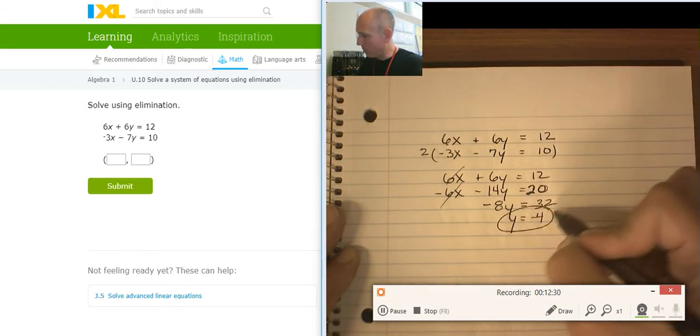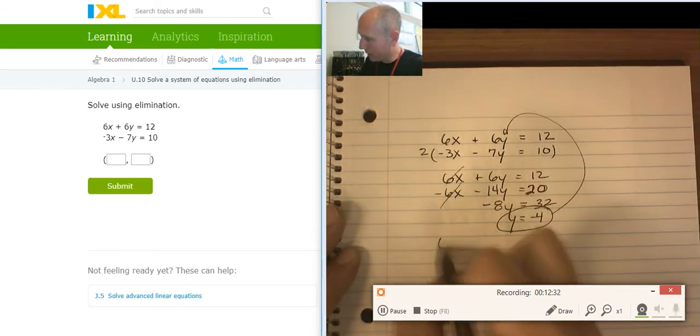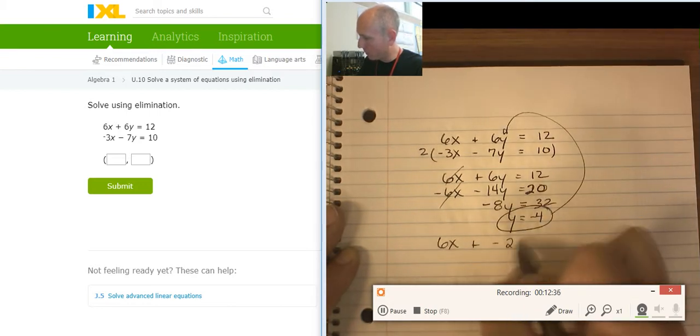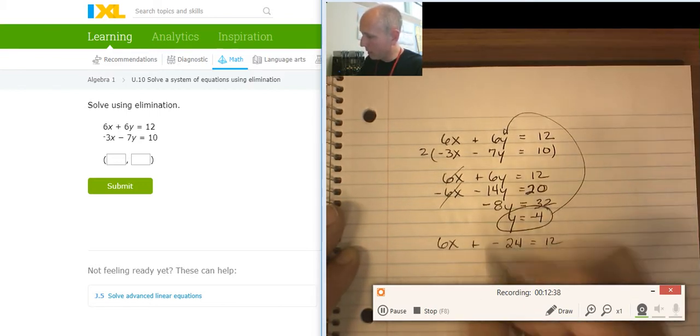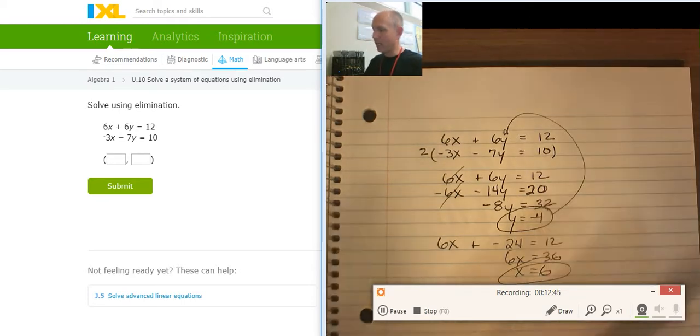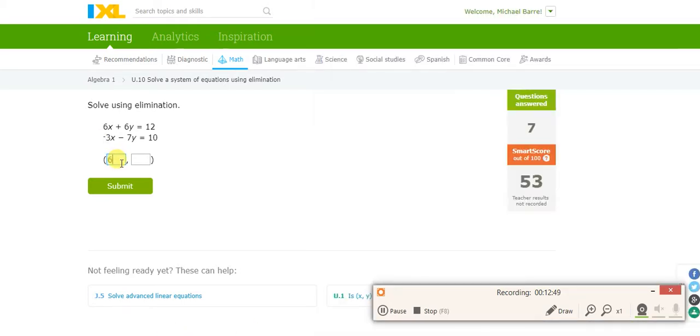Now I have to take that and plug it in up here. 6x plus 6y, that's negative 24, equals 12. 6x, adding 24 to both sides takes me to 36. Dividing both sides by 6 gives me a 6. X is 6, y is negative 4.